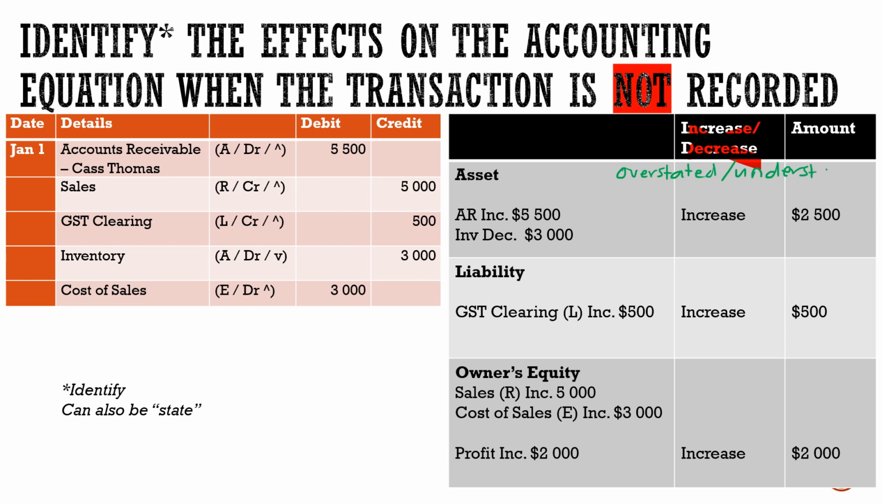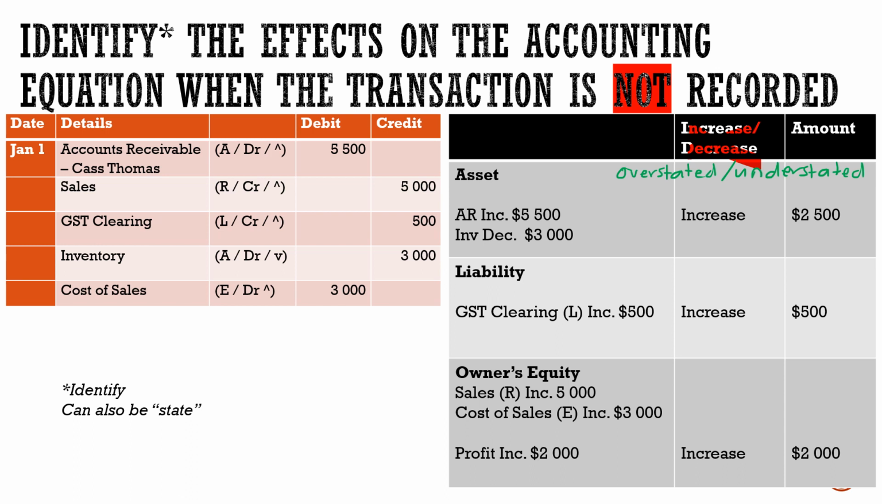Now, to help you with this, I'm going to give you a little shortcut so that it's easy for you to analyze this, and this will help you minimize any careless errors as well. So you know how when we were identifying the effects of the transaction earlier, when it is recorded, we've already established the increases and decreases. So now I'm going to use that same logic here, but this time I'm going to explain the logic as to what happens when the transaction is not recorded.